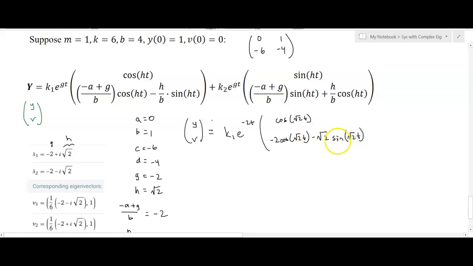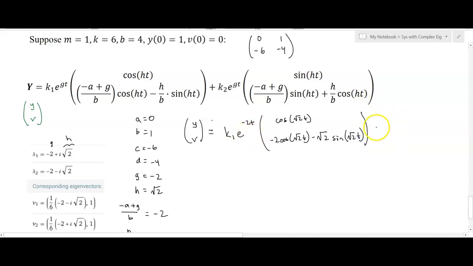And you can kind of see that the derivative of cosine of square root 2t is negative square root 2 sine square root 2t. The reason we get the extra term here is because it's actually a product rule thing that we would have to do, because we have e to the gt times cosine. So this is basically going to end up being what we would get if we took the derivative.